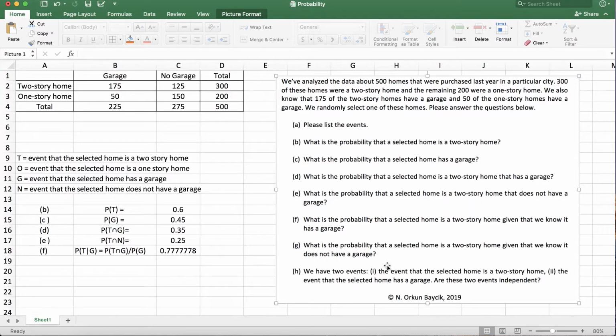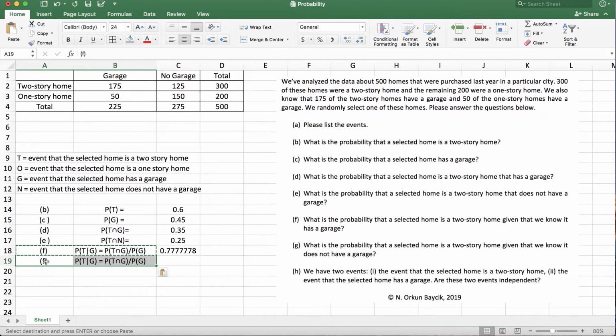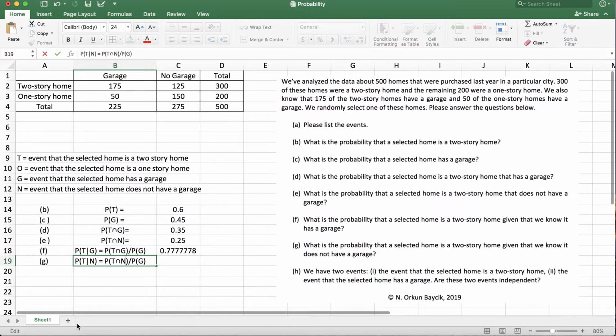Part G. What is the probability that a selected home is a two-story home given that we know it doesn't have a garage? So it is similar. Let's copy and paste and modify. Okay, so this is part G. This time we know that the home doesn't have a garage. Therefore, this G will become N. So the joint probability of T and N, and divided by the probability of N.